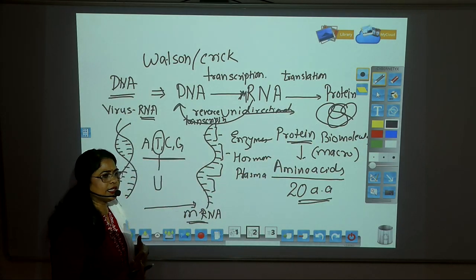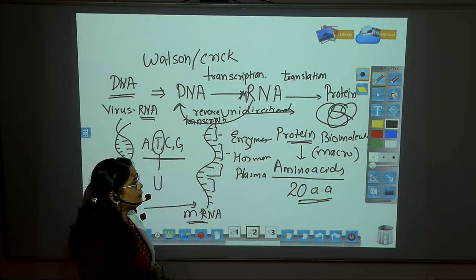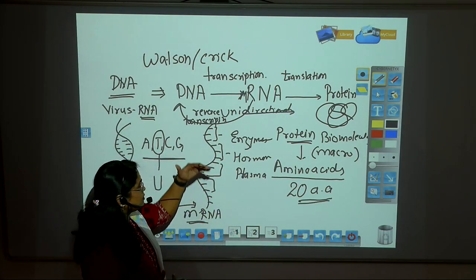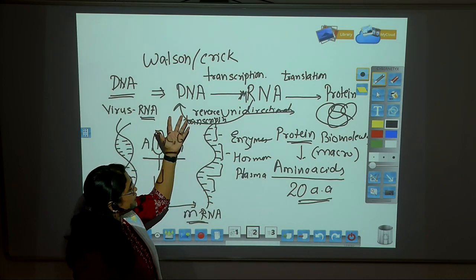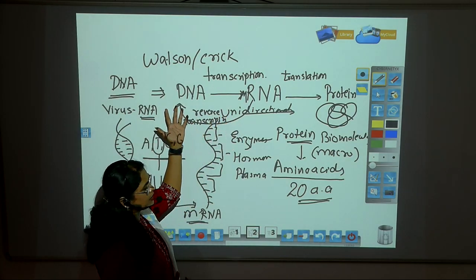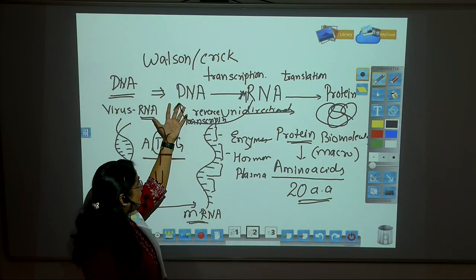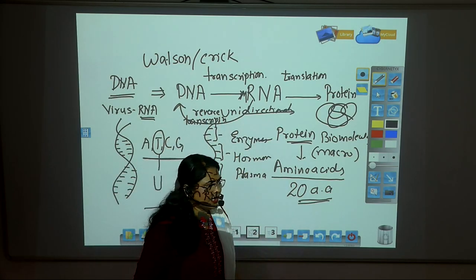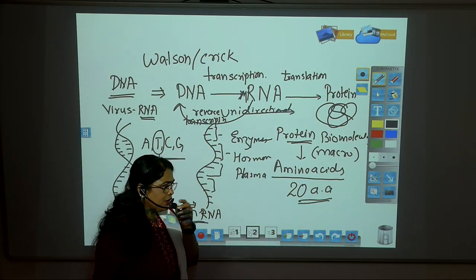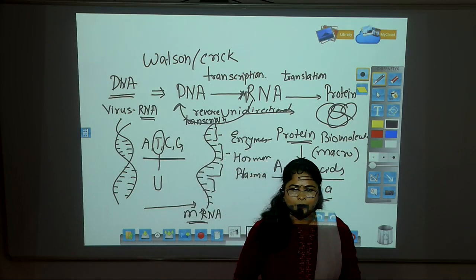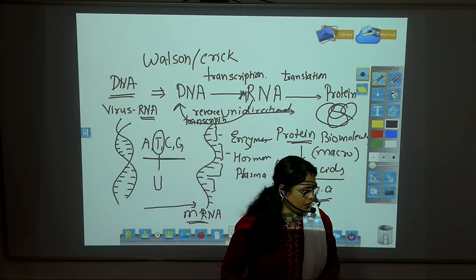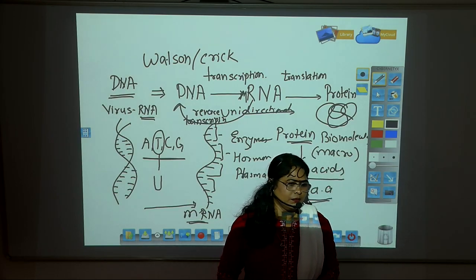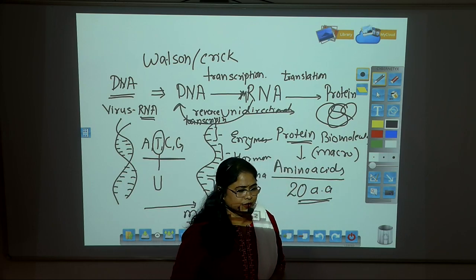This concept was given by Temin. Scientists named Temin and Baltimore suggested this modification of the central dogma, where reverse transcription is also possible, where RNA makes the DNA and from DNA the proteins are synthesized. So I think you understood the central dogma of protein synthesis, which is very, very important when you learn molecular biology and biotechnology. So thank you, students.